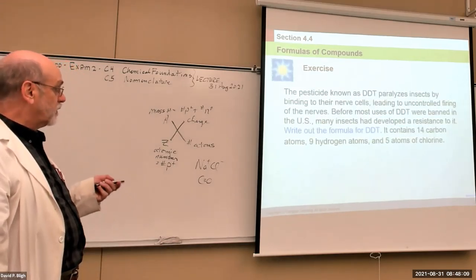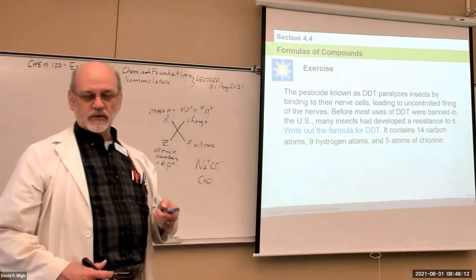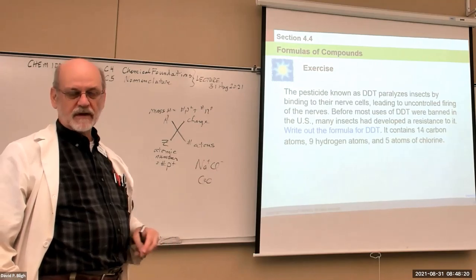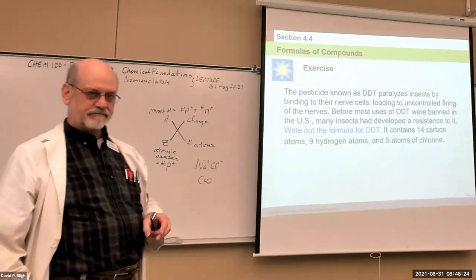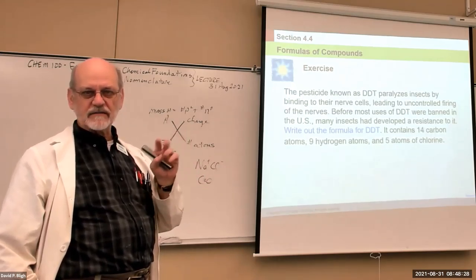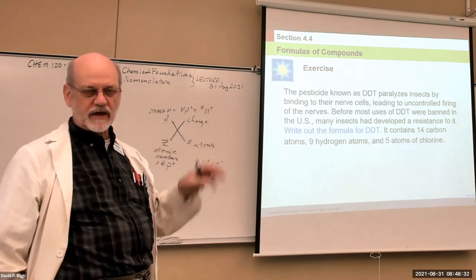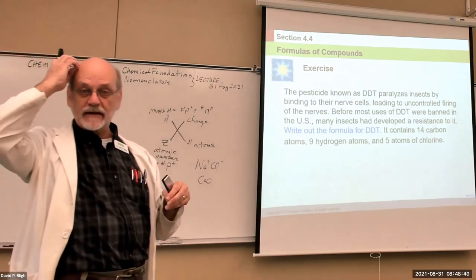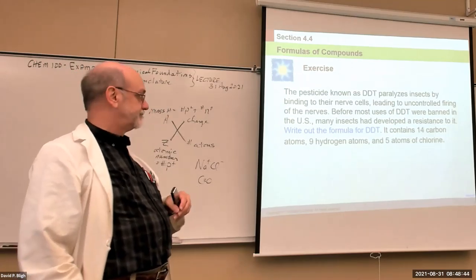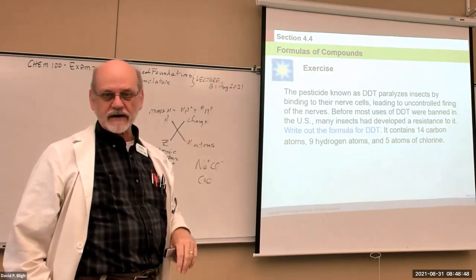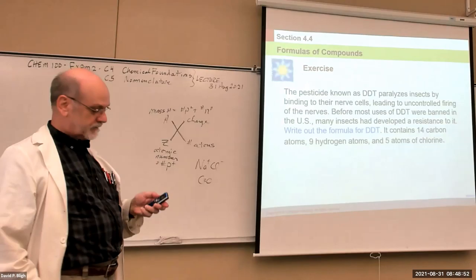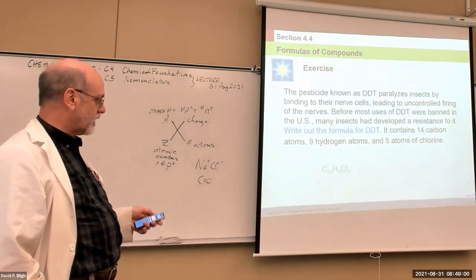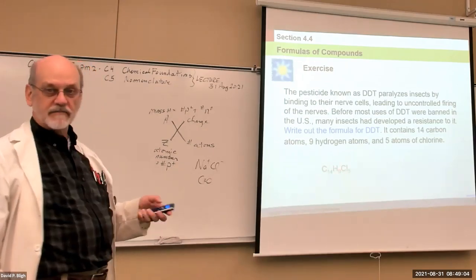Okay, example, this pesticide DDT was once used worldwide and it wiped out malaria. No malaria cases at all until the environmentalists got hold of it and said bird eggs are cracking because DDT is accumulating and the shells are too thin and we're going to lose those populations. So that, among other things, prompted governments all over the world to ban DDT. Then the malaria cases skyrocketed again, and many deaths. But the molecule itself has 14 carbon atoms, 9 hydrogen, and 5 chlorine. So how would you write that? Just like this, 14 carbons, 9 hydrogens, 5 chlorines.